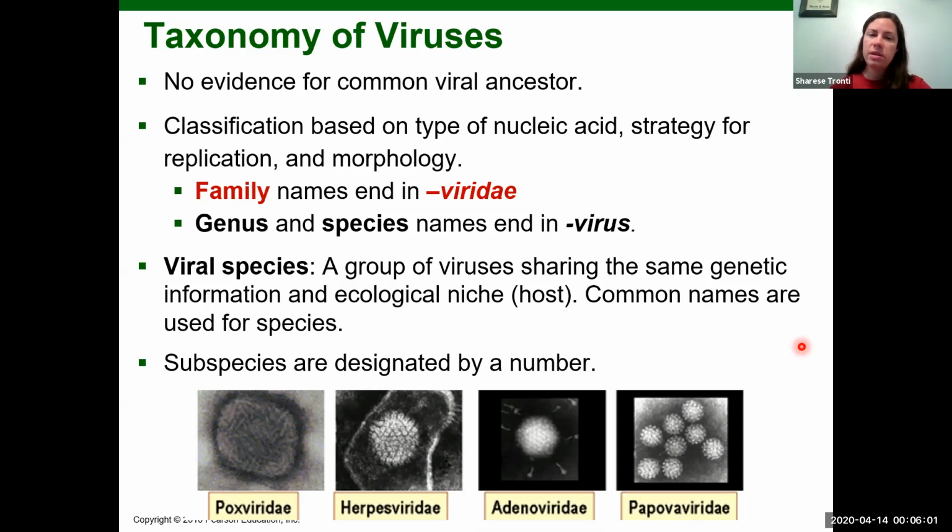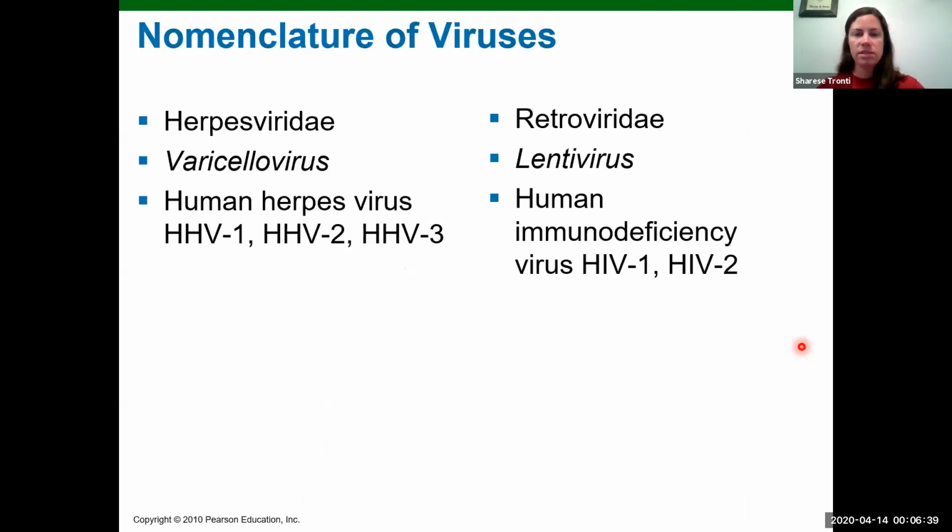So a viral species is a group of viruses that share the same genetic information and ecological host or niche. That's going to be the host, okay? So they're going to share the same host, same tissue, and have very similar genetic information. And so usually when we're talking about a species, you're going to see common names here that you're familiar with. Then we can also go even further, more specific than that, and talk about subspecies. So when we see subspecies, that's going to be designated by a number. So here are a few examples.